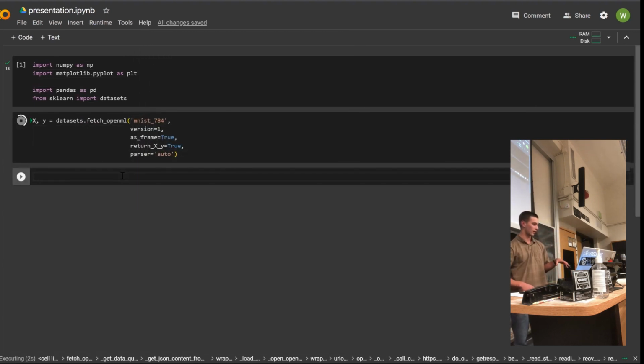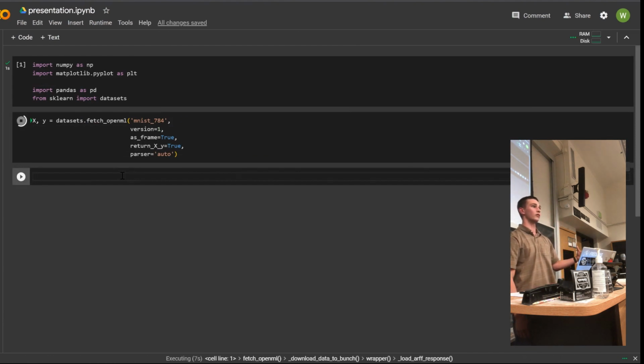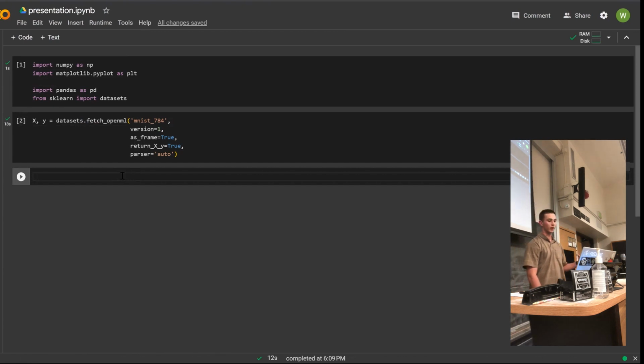Okay, so what is this doing here? Well, MNIST 784 specifies the ID of the data set that we're trying to fetch. As frame specifies that we want it as a pandas data frame. Return XY just returns it as a tuple. So we have our Y here, this is our target or our desired output, and X is going to be the actual data set, the images, right? And then parser equals auto. I just kept getting some warning from sklearn, and I threw that in and it stops giving me a warning. So, but that doesn't actually do anything.